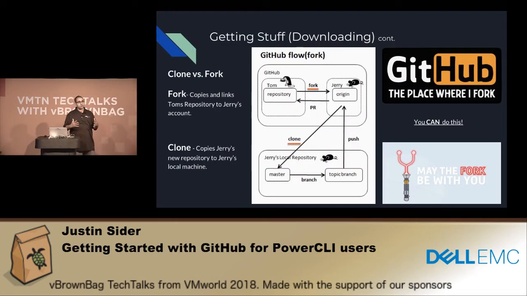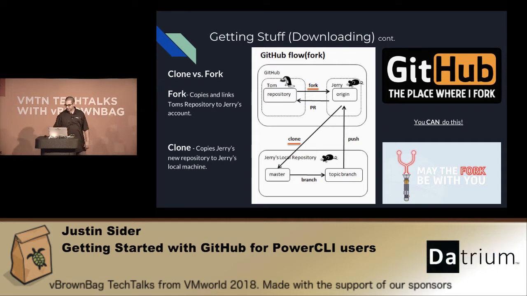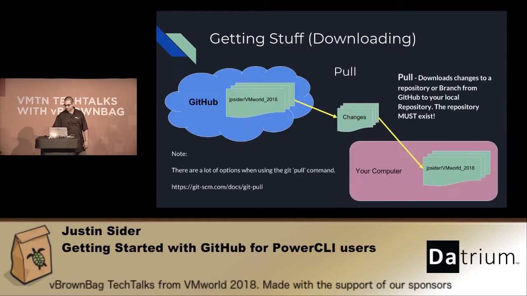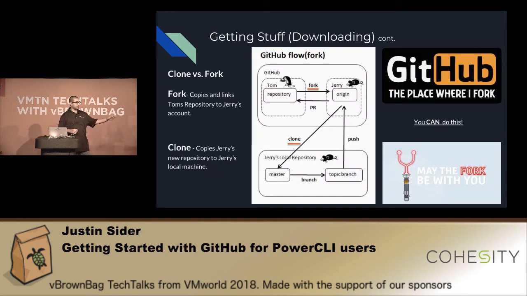Here's a diagram of fork versus clone. You can see the fork is going horizontally, and the clone is actually coming down to you. Fancy words, but you can do this. It's not hard. It takes time, and it'll make sense.